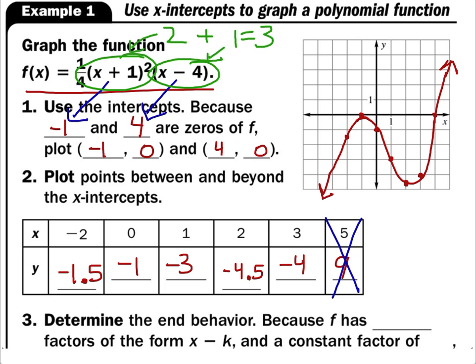This is how we can use our information about factors and zeros to make x-intercepts. We add in our information about end behavior, and all of a sudden we have ourselves a graph.